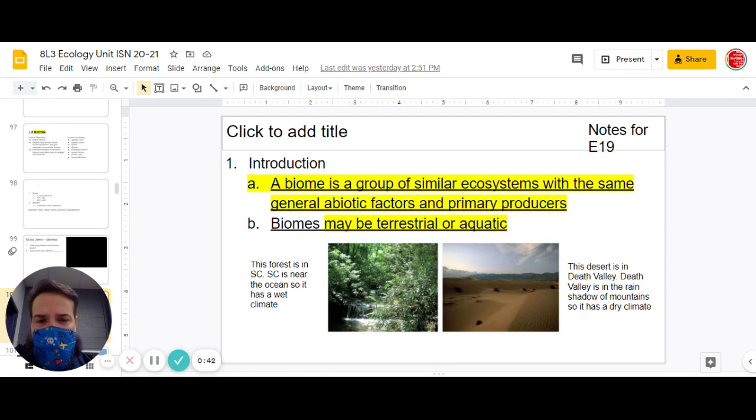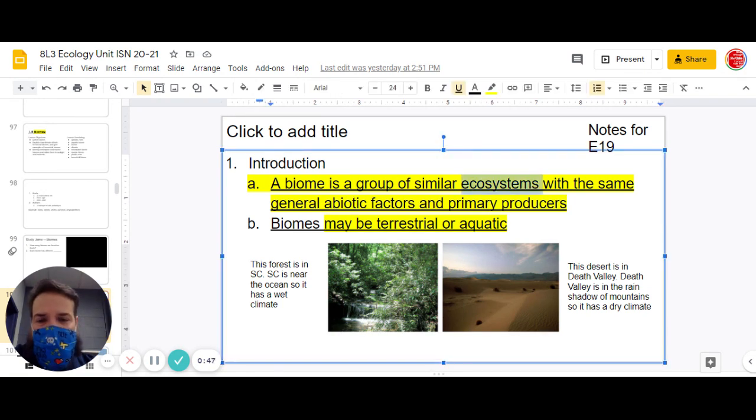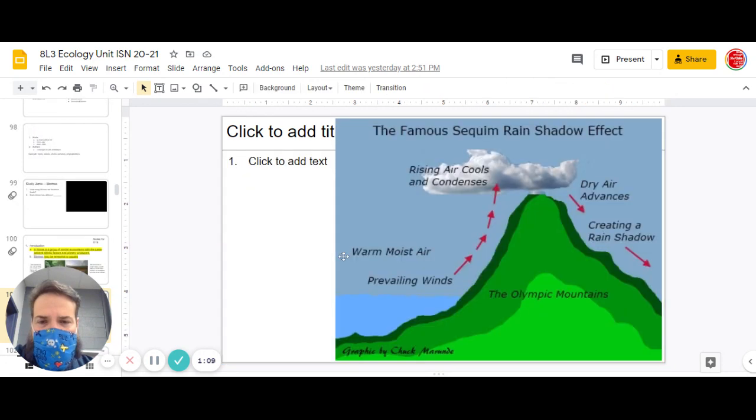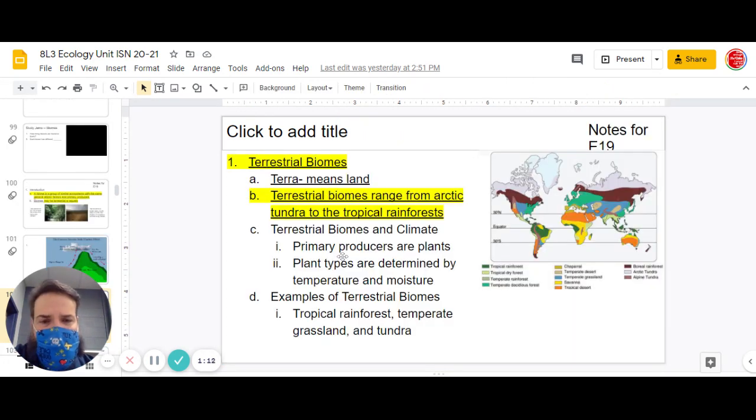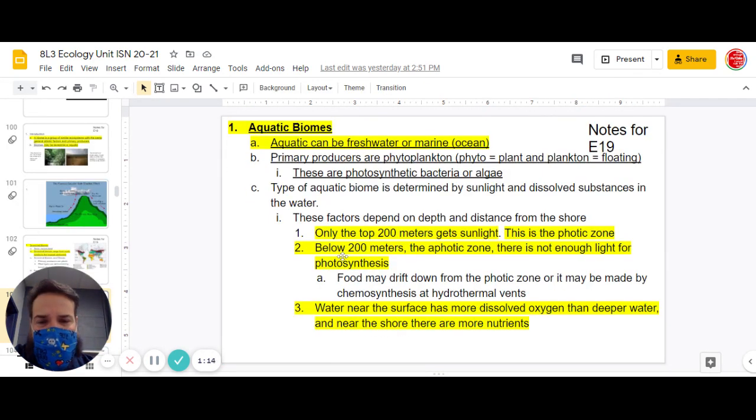And we talked about how ecosystems are all the living and non-living things, but a biome is similar ecosystems with the same general abiotic factors. They may not be the exact same species, but they're similar, and they have primary producers that are similar. So if they're trees, then they're trees. If they're algae, then they're algae. And we talked about the rain shadow effect and some examples.